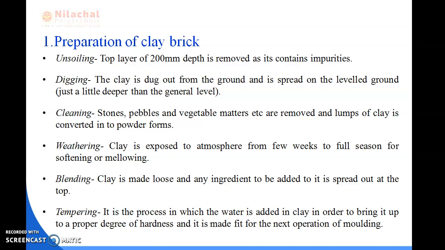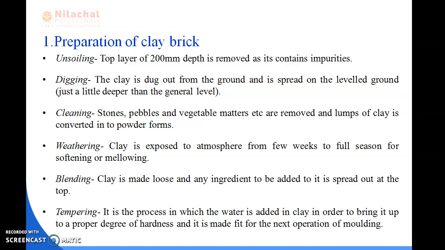In the top layer of the soil, we mainly throw the impurities, that is stones, pebbles and vegetable materials. From there only 200 millimeter depth will be removed because it contains some impurities and it is rejected for the purpose of preparing bricks. So the top layer of the soil we will be removing.